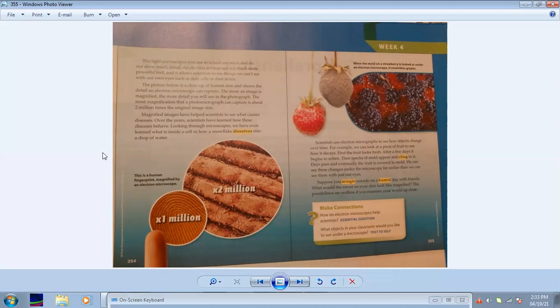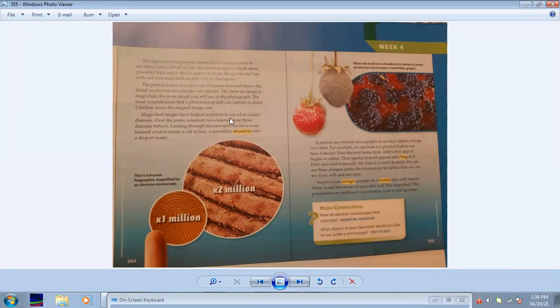The picture below is a close-up of human skin and shows the detail an electron microscope can capture. The more an image is magnified, the more detail you will see in the photograph. The most magnification that a photomicrograph can capture is about 2 million times the original image size. So think of something that you would be looking at and imagine it 2 million times bigger than it is.